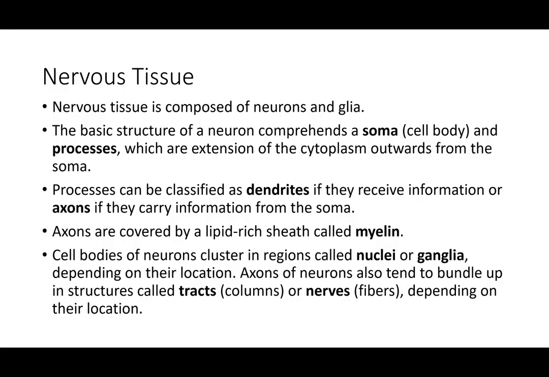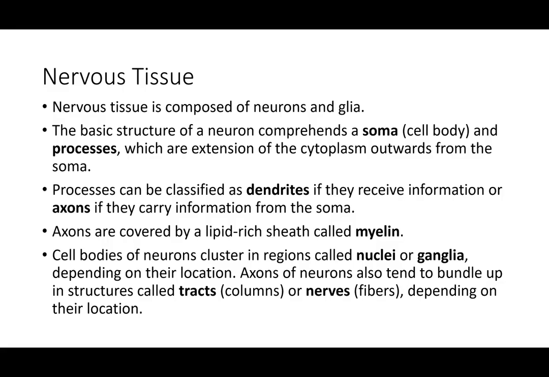Basic structure of a single neuron is made up of a soma, which is the special name for the cell body for nerves because they have some other structures that most other cells don't have. And then there are processes, which are extensions of that cytoplasm outwards from that cell body. And again, those are the structures that most other cells in the body don't have. These processes can be classified as dendrites if they are receiving information, or axons if they are carrying information from that soma, from that cell body, elsewhere.